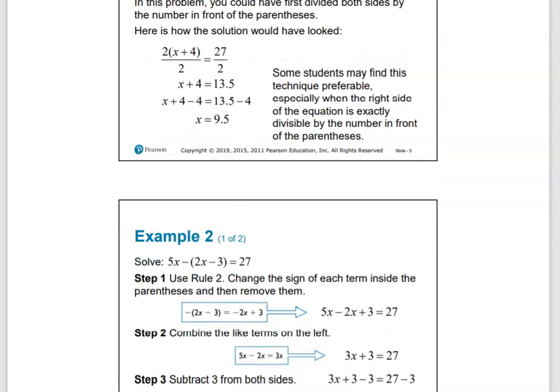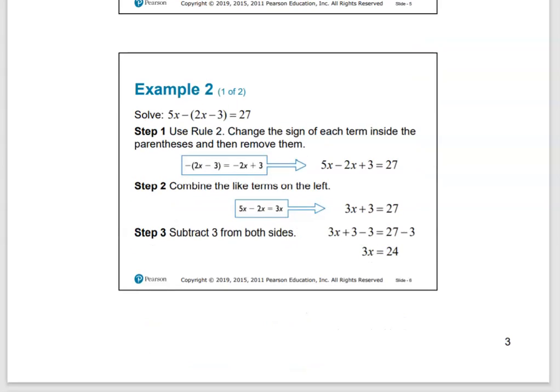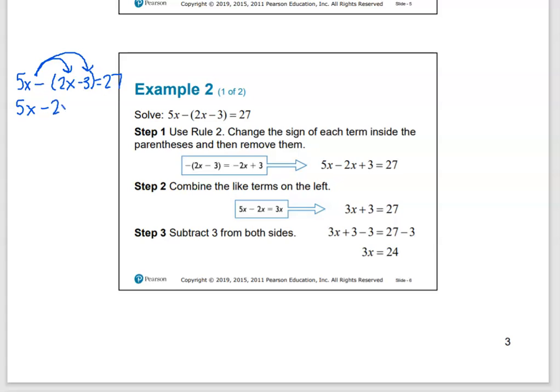Okay. Let's go ahead and look at example 2. Now, when you have parentheses and there's a negative in front, you're going to have to remember that a negative sign means opposite. So we're really saying opposite of 2x and opposite of negative 3, and we've got to deal with that first. So the opposite of a positive 2x would be negative 2x, and then we need to do the opposite of a negative 3, which is going to turn this into a positive 3.